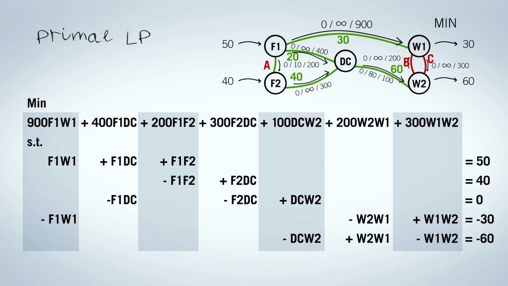The other stipulation is that there will be bounds, we have some upper bounds. Of course, all variables are non-negative. But the question is, should we include the bounds on the flow on F1 F2, which is a bound of 10, and on DC W2, which is a bound of 80?